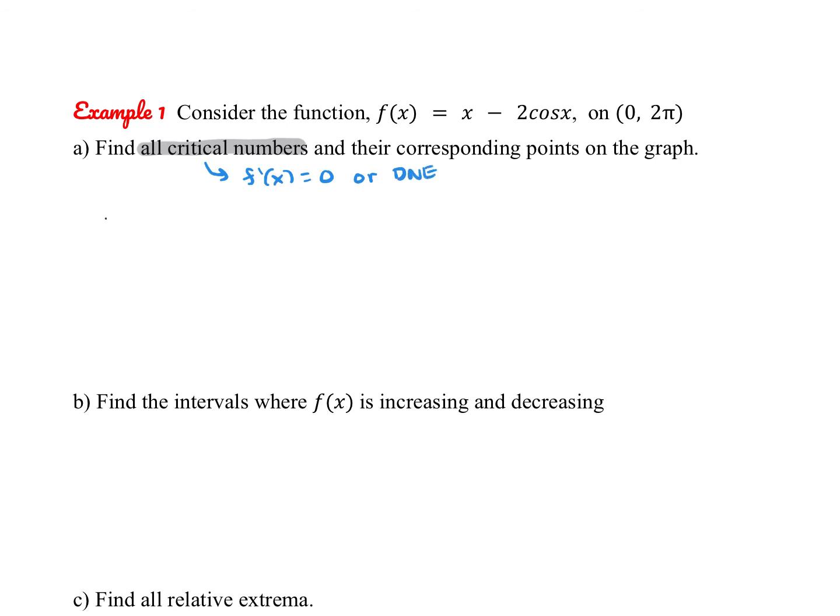So I'm first going to find our first derivative. Here we have 1 plus 2 sine of x. Remember, the derivative of cosine is negative sine.